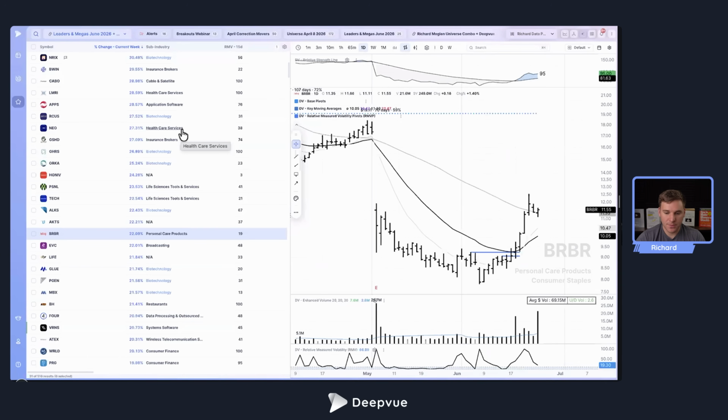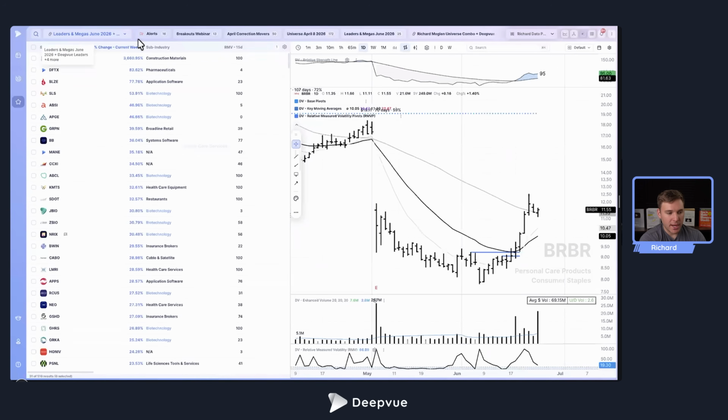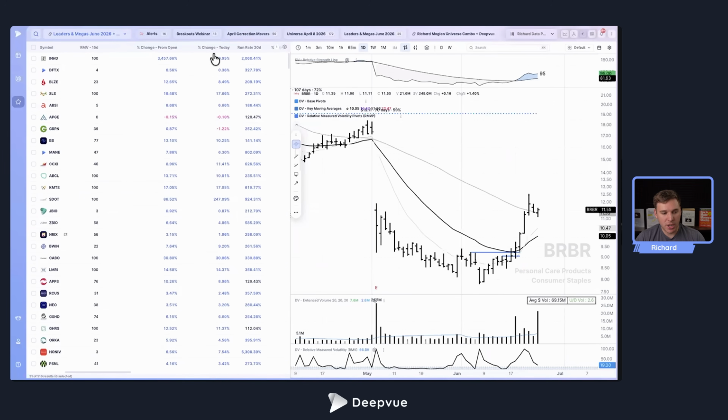Do you guys do something similar to this? Is this cool? Kind of sorting by percent change current week, and then looking at what sub-industries, what stocks, themes are setting up together. Is this useful to you guys? Let me know. On a daily basis, I'll just sort by, instead of percent change current week, percent change today, and then I'll just see what was the biggest mover today.